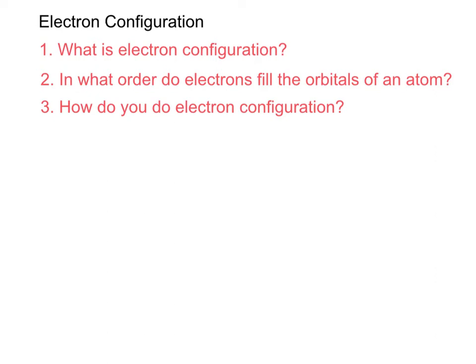Okay, so in the last video, we talked about the quantum model of an atom and all of the possible energy levels and sublevels and orbitals in an atom, and how many electrons can fill each, etc. So in this particular tutorial, we are going to start talking about electron configuration. First we'll cover what that actually is. We'll explain what it is. And then I will go into a discussion of how electrons fill the orbitals of an atom. And then third, I will show you how to do an atom's or an element's electron configuration.